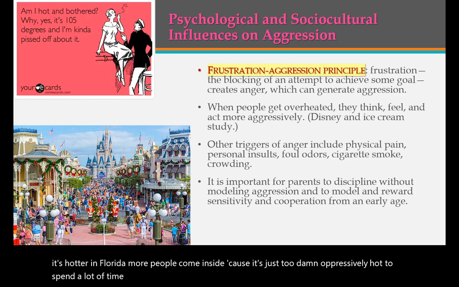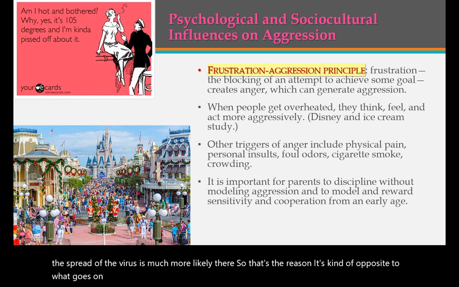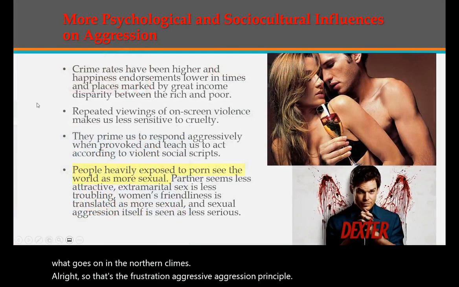You go inside, then you got gatherings of people together, then the spread of the virus is much more likely there. So that's the reason it's kind of opposite to what goes on in the northern climes. All right, so that's the frustration aggression principle. Let's see.